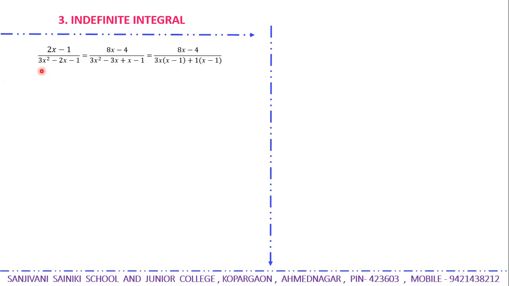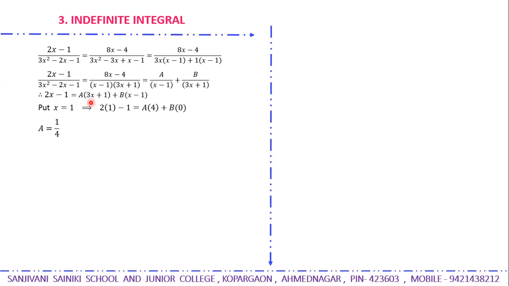2x minus 1 upon 3x square minus 2x minus 1 can be factorized like this. So we can use the partial fraction a upon x minus 1 plus b upon 3x plus 1. So cross multiply and simplify, you get 2x minus 1 is equal to a into 3x plus 1 plus b into x minus 1. Put x is equal to 1 so that you will get the value of a, and then we will put x is equal to minus 1 upon 3 so that we will obtain the value of b.